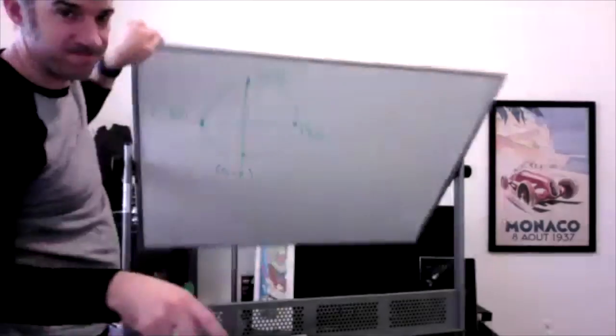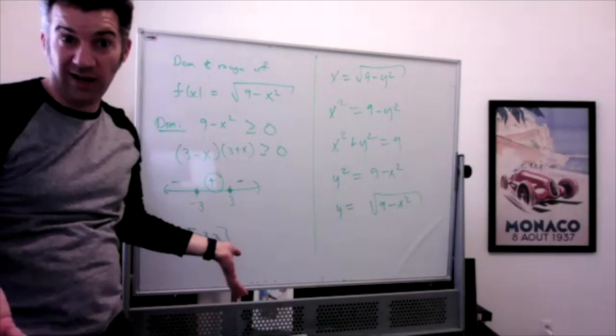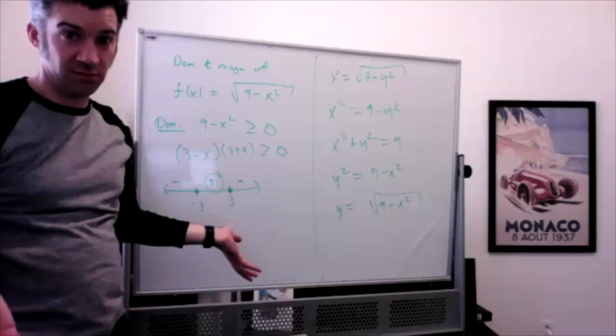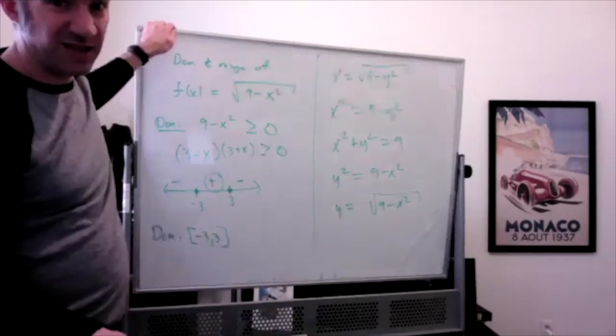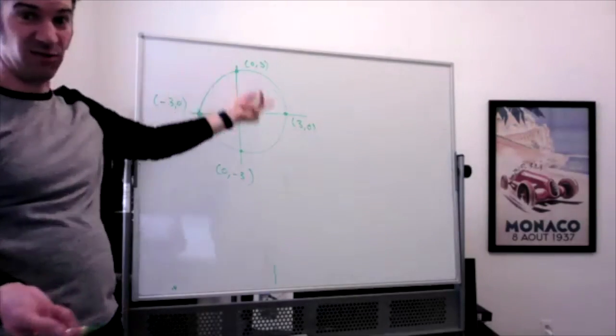Problem is, this function is not a whole circle. Well, one, it's a function, right? If it's a function, and it is a function, it should pass the vertical line test. It doesn't pass the vertical line test.